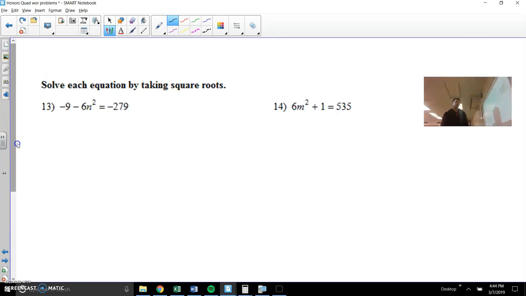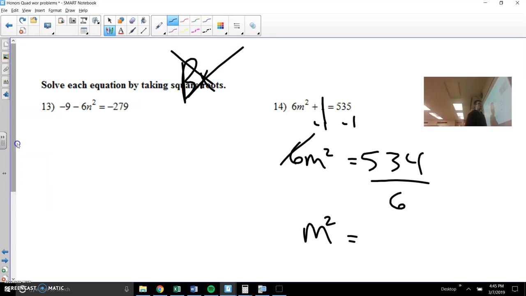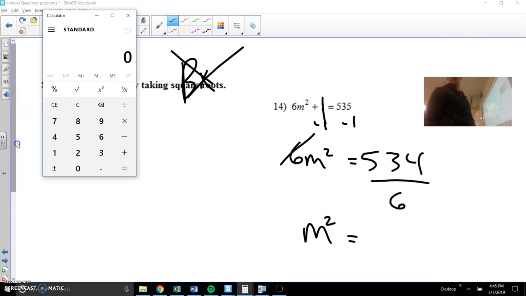Taking square roots, this is when you have no b term. When b is missing, you can kind of do the problem a little quicker. So I'll do 14, I'll let you mess with 13. Let's subtract 1. 6m squared equals 534. Divide this by 6. And just to make this easy on my brain, 534 divided by 6 makes 89.